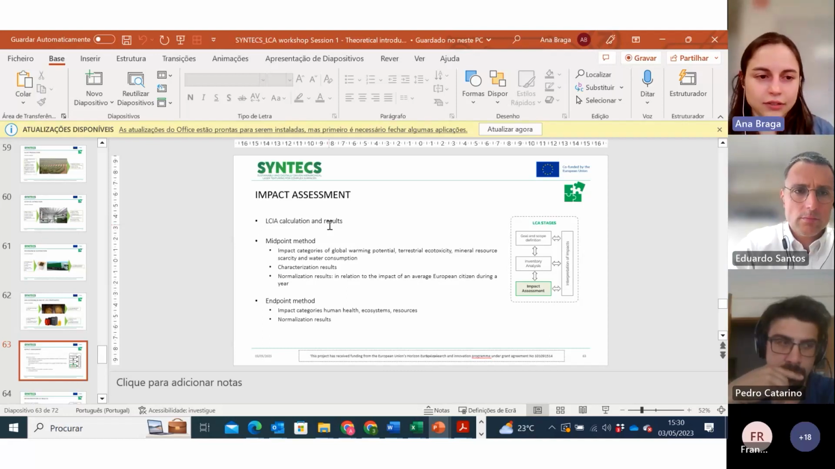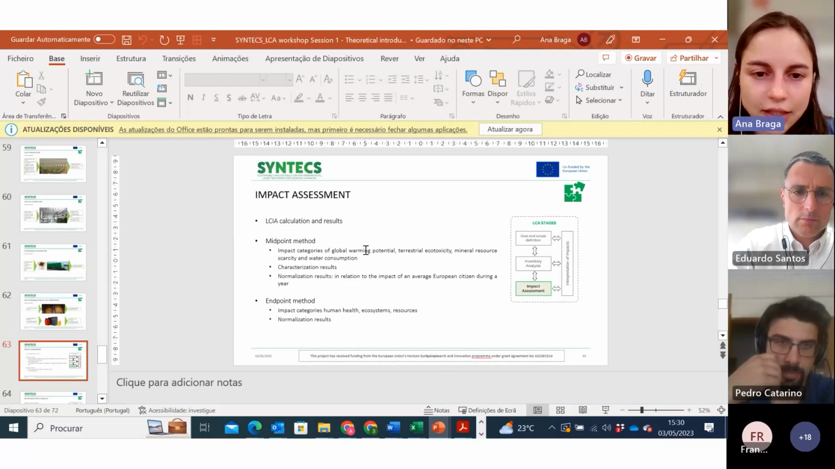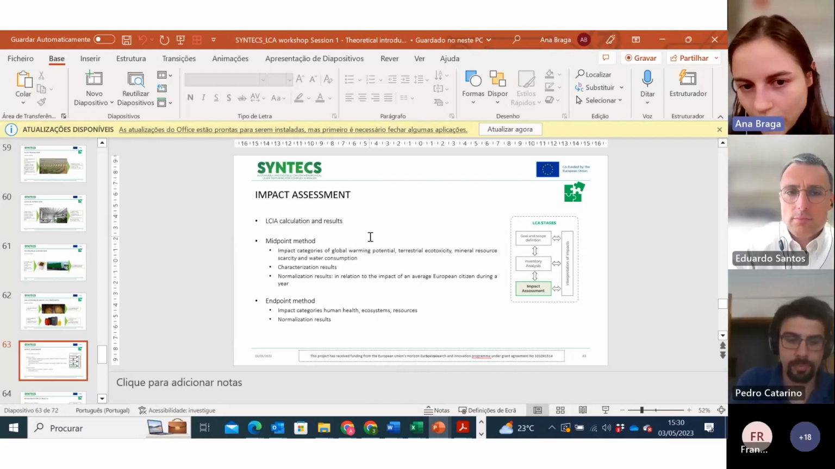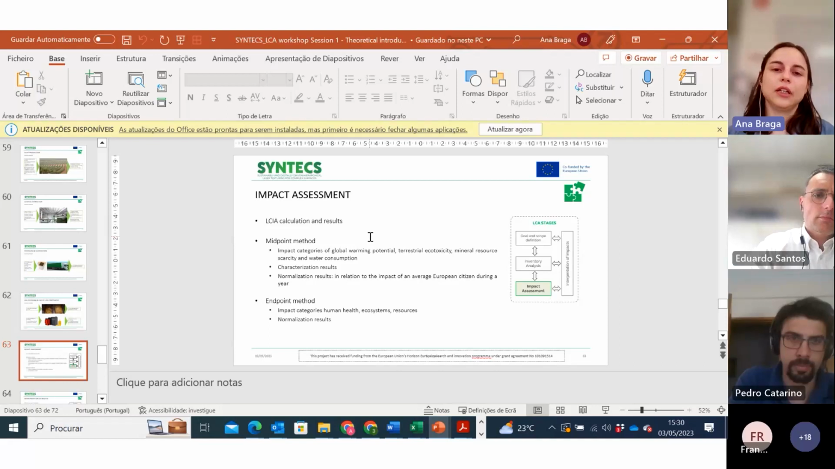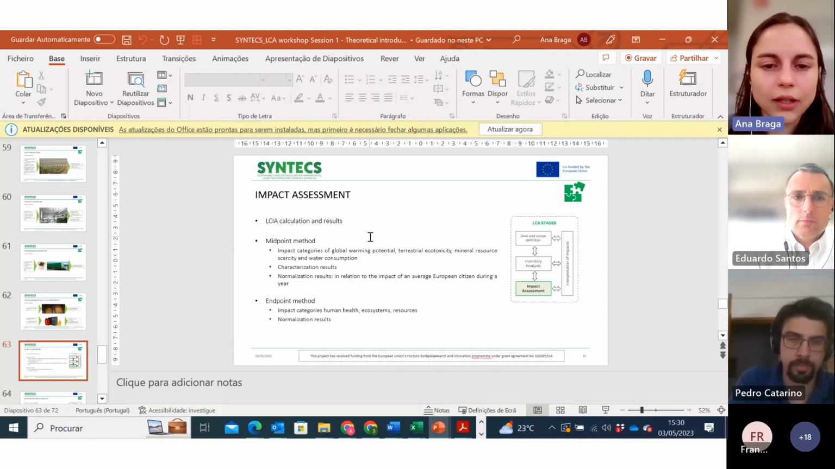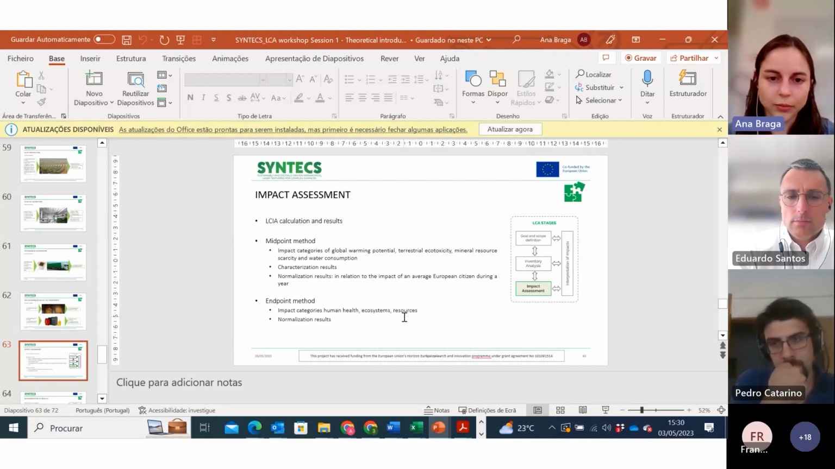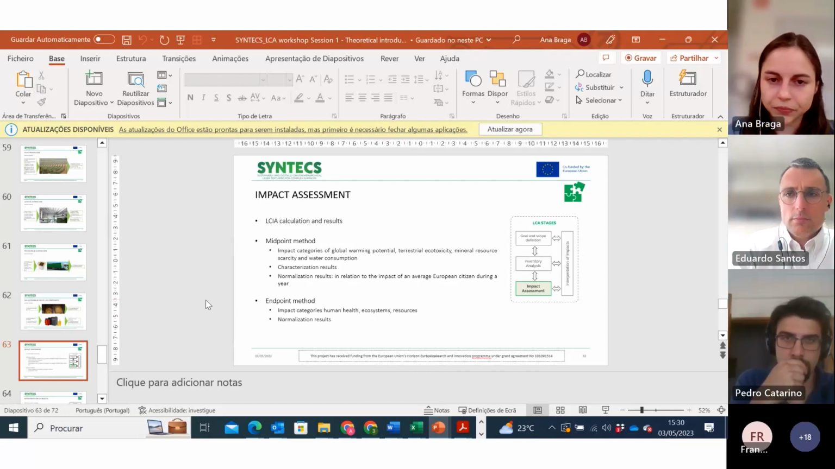So after the inventory analysis, we have the impact assessment. Yes, we will see the results, and we use two methods, the midpoint and the endpoint. For the problem-oriented method, you have these four impact categories, with the characterization and then the normalization results. And we also have the damage-oriented method, that is human health, ecosystem, and resources, also with a normalization base that you were able to see in the theoretical part. Okay.